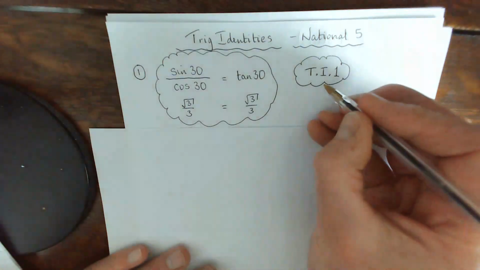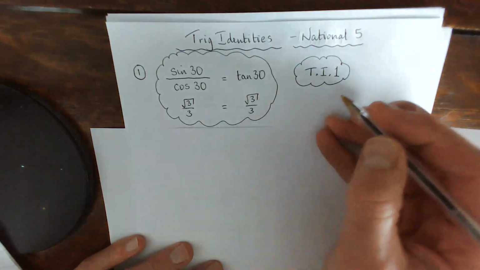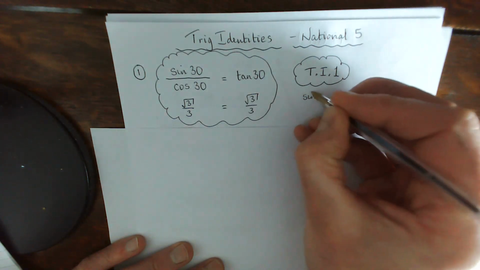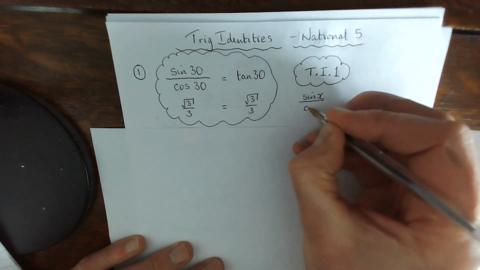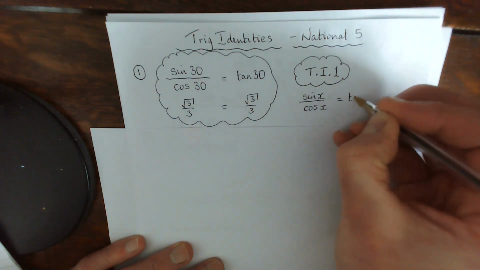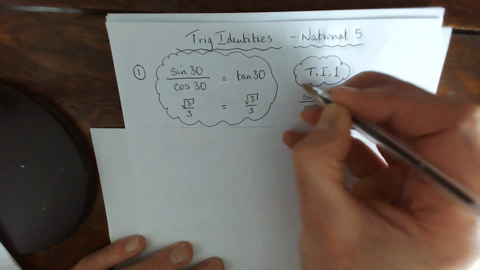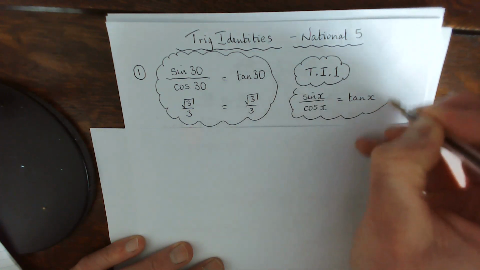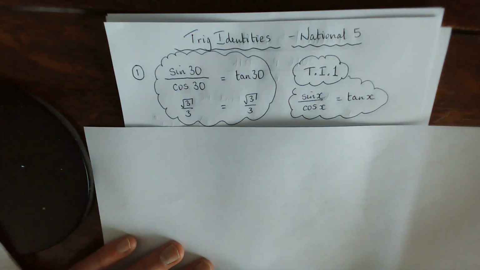And that gives us, for National 5, our first trig identity. And that trig identity is sin x over cos x is equal to tan x. And I'll refer to that as trig identity 1.